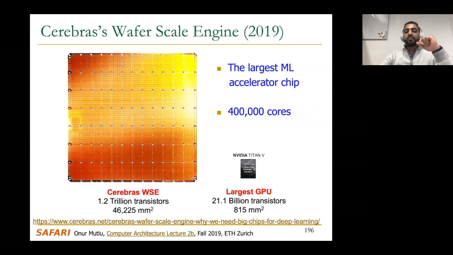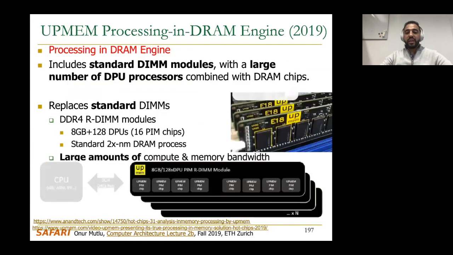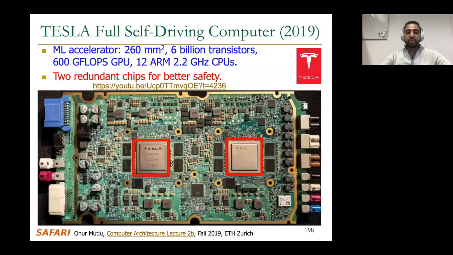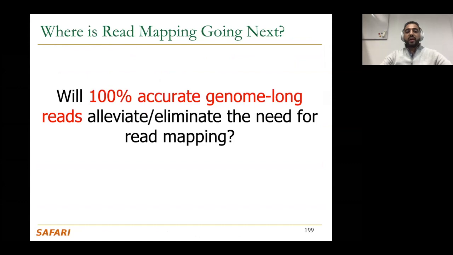And this is true for many applications from companies where they have specialized chips. You have already seen this in many of the lectures of Professor Onur Mutlu. So now the question remains: if these sequencing machines provide you long reads, like one piece that is the full sequence of your DNA and 100% accurate, will that eliminate the need for read mapping?